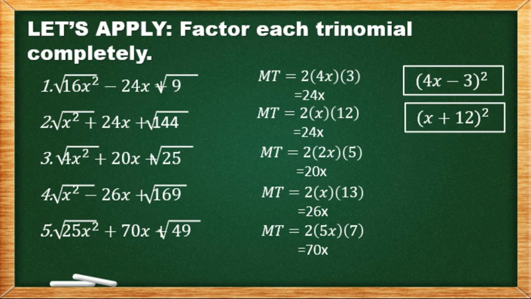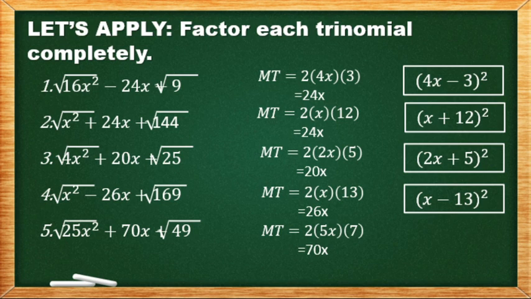Number 3. Square root of 4x squared, 2x. Square root of 25, 5. So that's why first pattern din, kaya magiging 2x plus 5 squared. Next, x squared minus 26x plus 169. Square root of first term, x. Square root of last term, 13. So that's why second pattern, x minus 13 squared. And the last one, square root of 25x squared is 5x. Square root of 49, 7. First pattern, that's why 5x plus 7 squared.